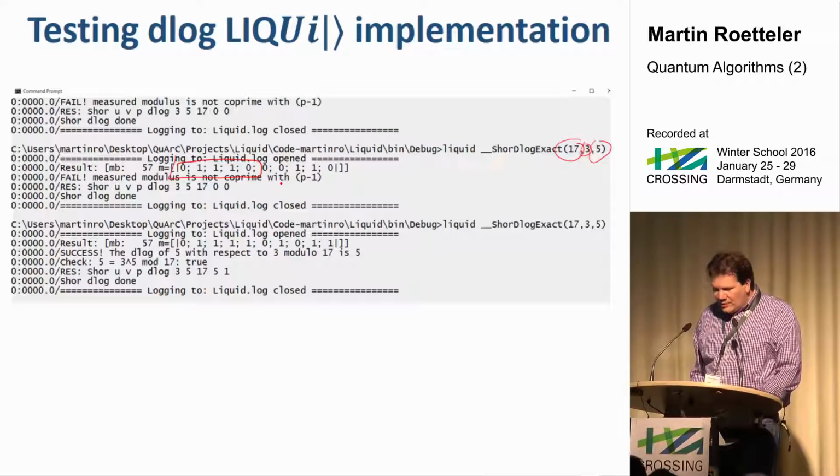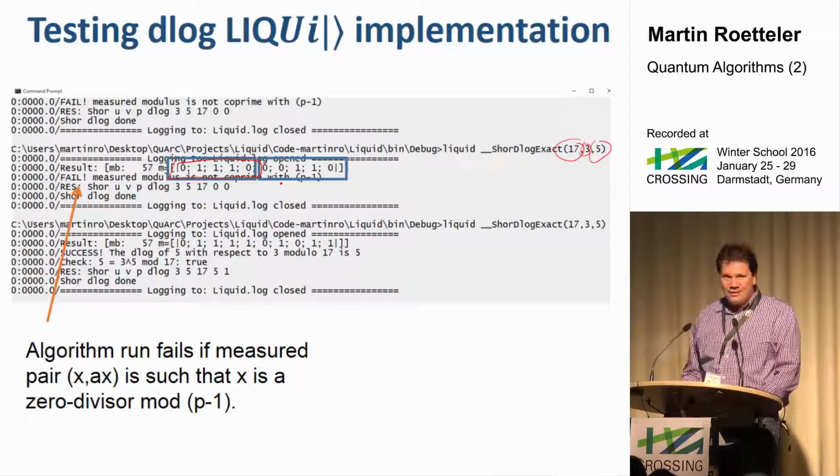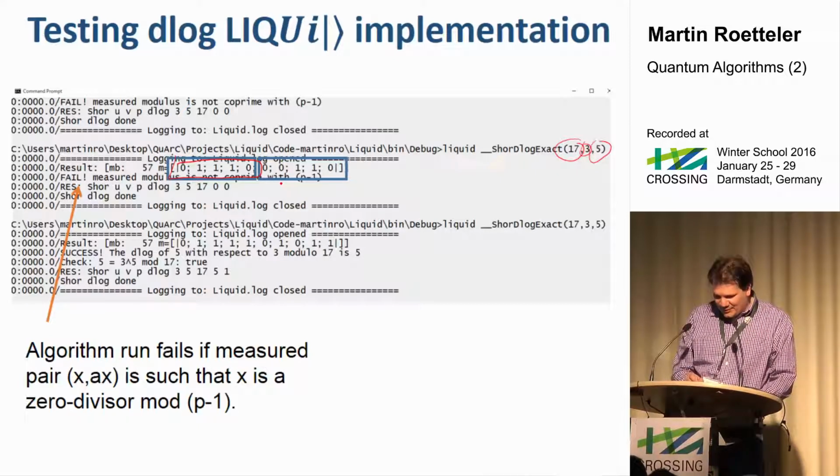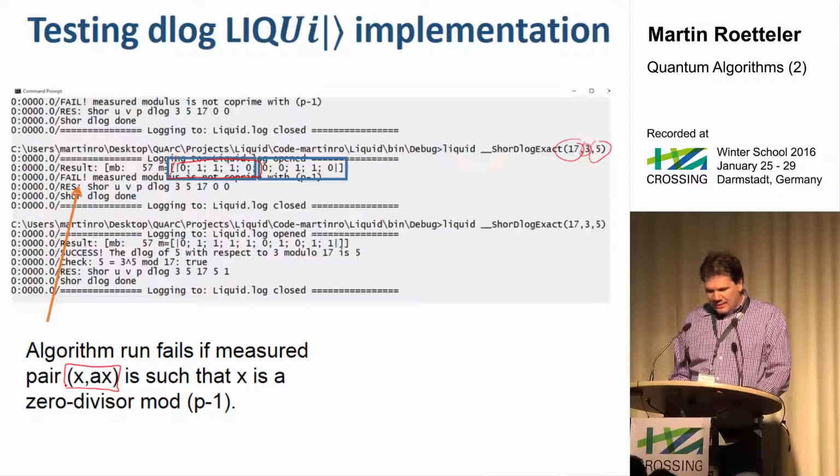It turns out that in that algorithm, you don't always succeed. So you measure 2 registers, you get a pair x and alpha x, or ax. And you must have that x is a unit modulo p minus 1, because the group has order p minus 1. It's really an additive group, a cyclic group of order p minus 1. If x is not a unit, then you cannot infer what this a or alpha here is, right?